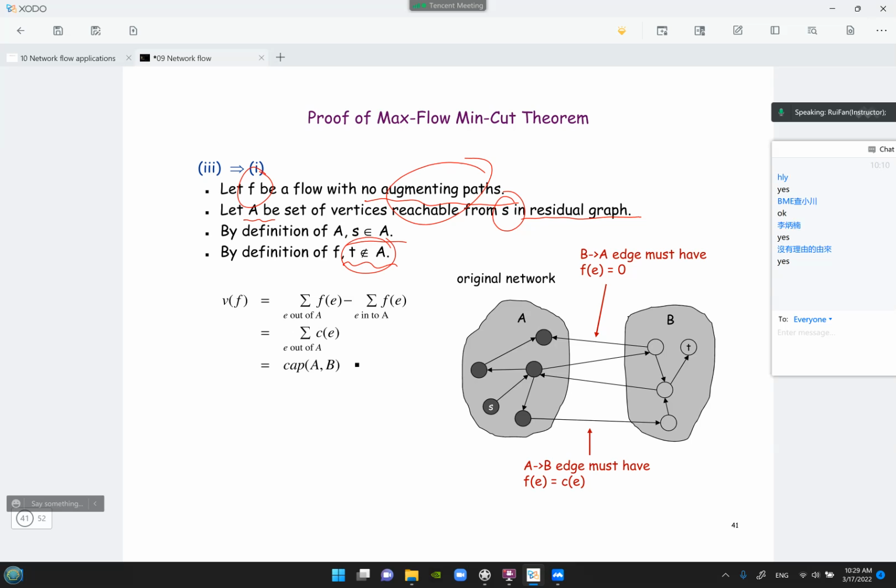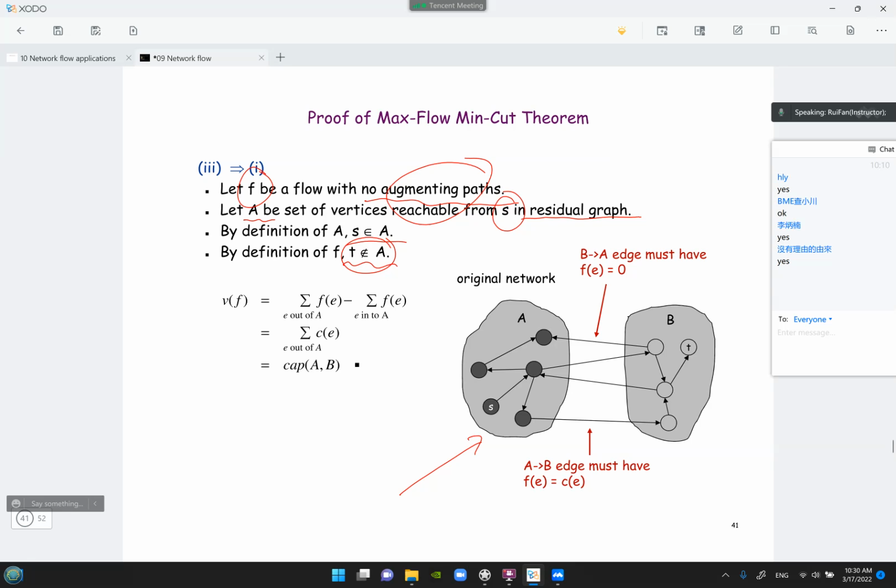Okay, so therefore, the picture that we have is going to look like this. We're going to divide the graph into two parts, A, and then everything else is going to be called B. And we know that S is part of A, and we know that T is going to be part of B.